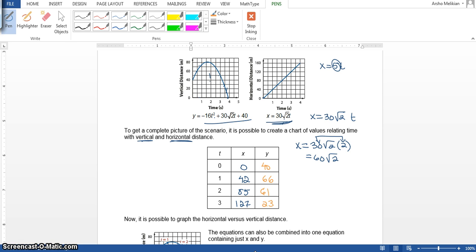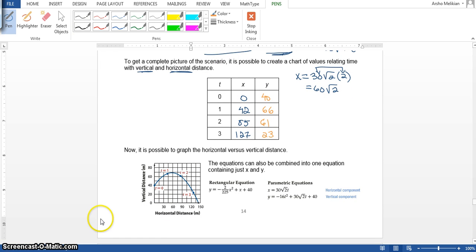Now, what I want to do is graph x versus y. So in this graph, it's no longer t versus distance. It's now x, the horizontal distance, versus y, the vertical distance. If you look here, when x is 0, y is 40. At what point does this happen? When t equals 0. So you attach that as a label. Here's a way that you can incorporate three pieces of information onto one graph.